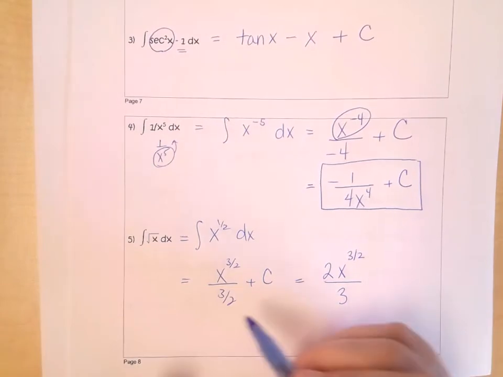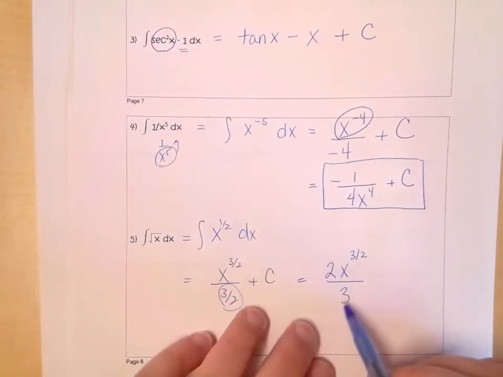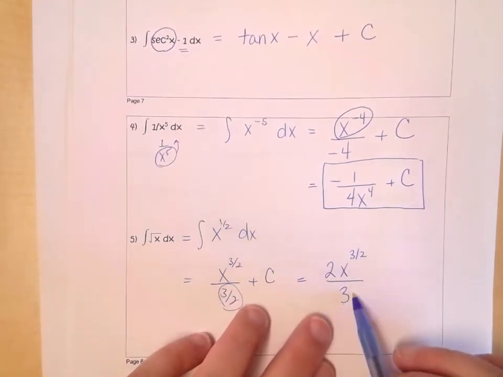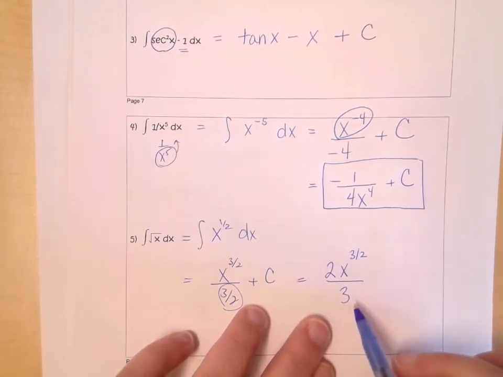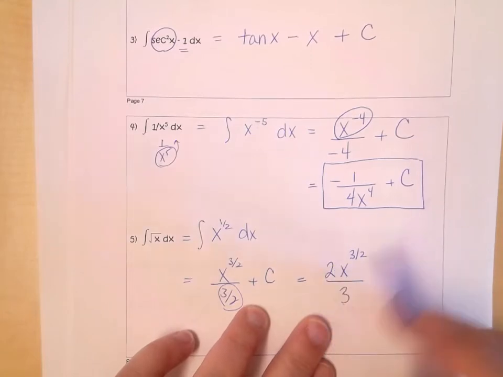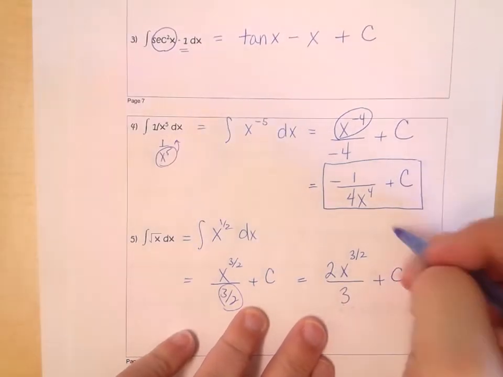You're going to multiply by the reciprocal, but I say over 3, that reminds me to put the 3 in the denominator, but the other one gets moved to the numerator. X to the 3/2 over 3/2 plus c.